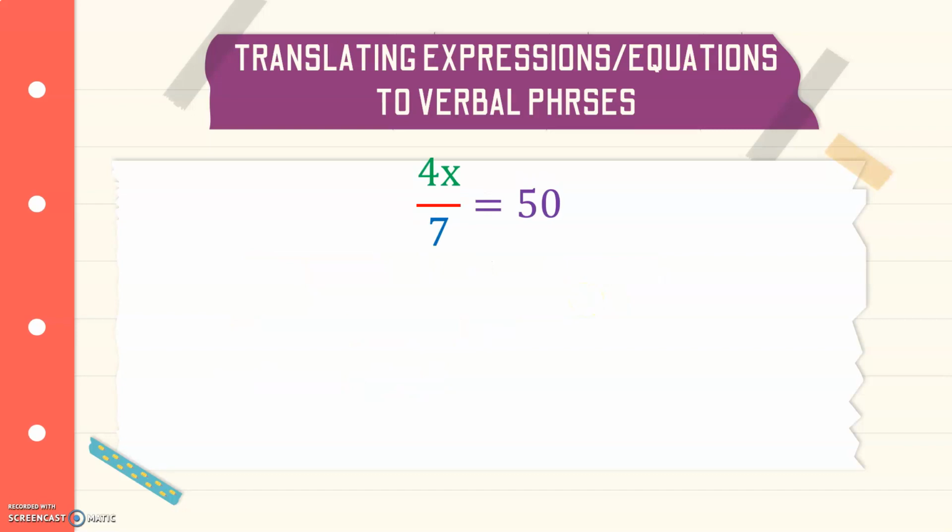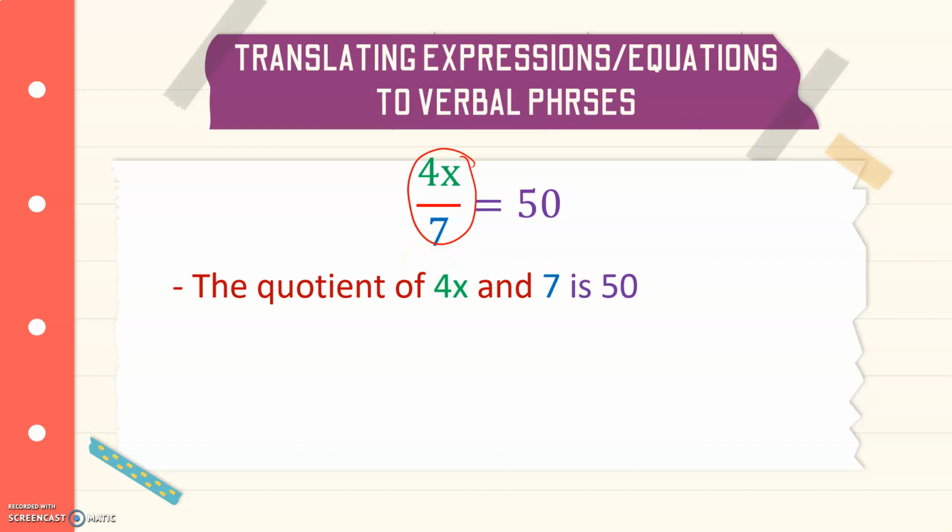Next one, we have 4x over 7 equals 50. We are given here a fraction, so that means the operation involved between them is division. So we have here the quotient of 4x and 7 is 50. 4x divided by 7 is 50.